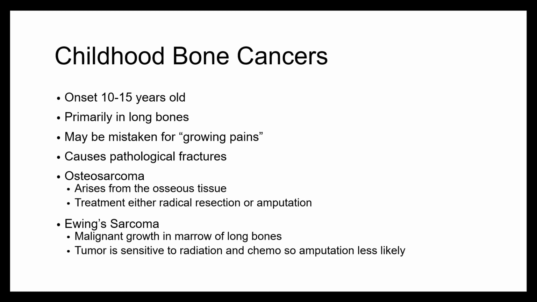A few notable differences with osteosarcoma: this tends to arise from the osseous tissue of the bone and needs to be treated with a radical resection or amputation in addition to radiation and chemotherapy. Ewing sarcoma, on the other hand, tends to be growths that occur in the marrow of the long bones, and as I mentioned earlier, in the surrounding soft tissue. Ewing sarcoma is more likely to develop malignancy and spread to other parts of the body than osteosarcoma. However, Ewing sarcoma tumors do tend to be more sensitive to radiation and chemo, so amputation is less likely with Ewing sarcoma than it is with the osteosarcoma.